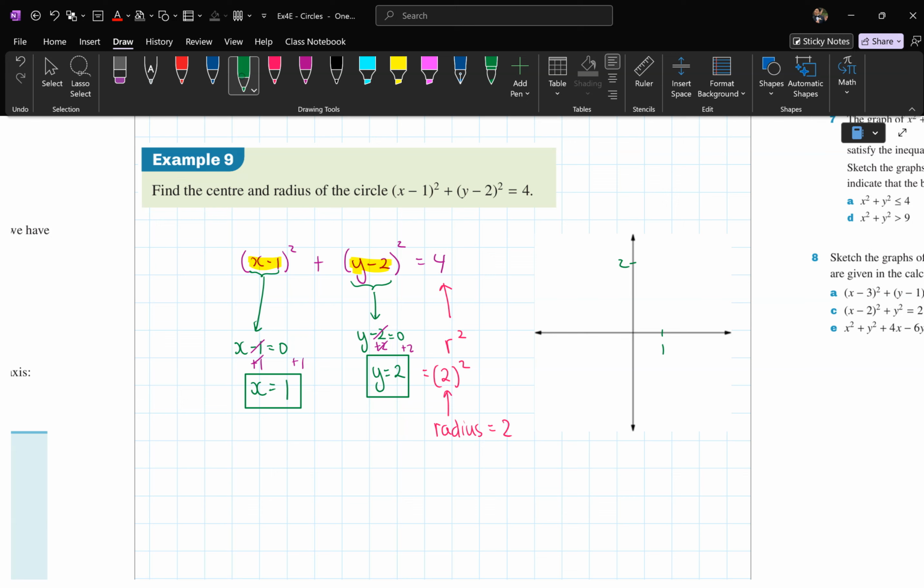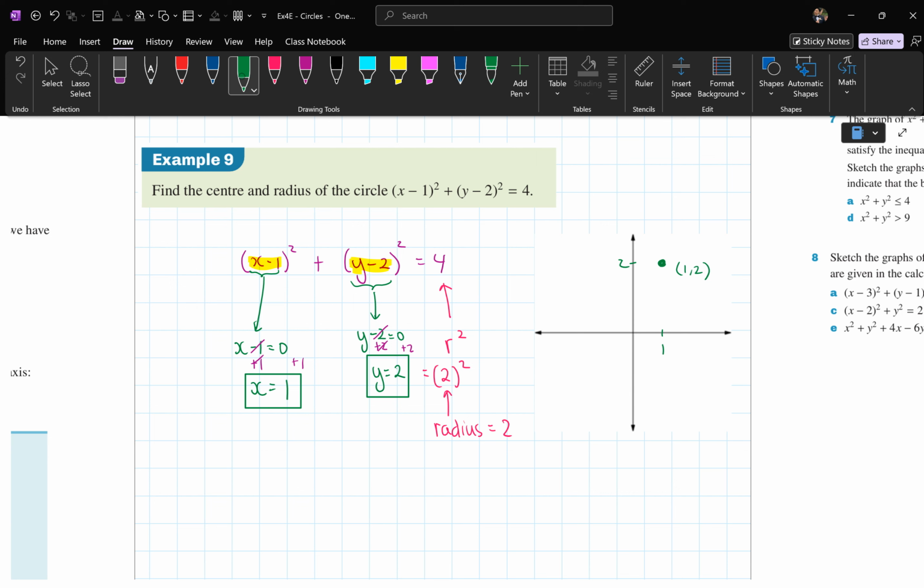So here we got x equals 1 and y equals 2. That essentially tells me it's moved to the right by 1 and up by 2. And here's my new center. So my center must be at (1, 2). Okay. And the radius of 2.